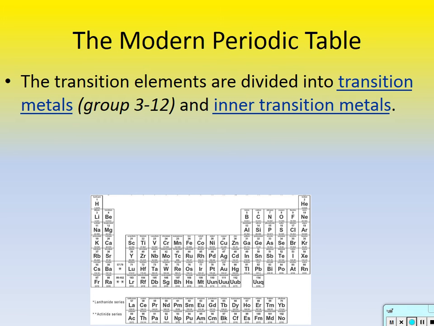Okay. Let's talk about another group of elements. Okay, another name to remember here. The transition elements. The transition elements are groups 3 through 12. So we're talking about this chunk right here.